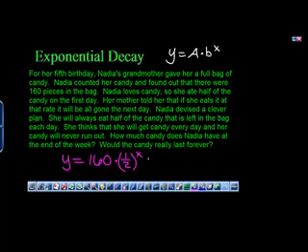Remember that if b is greater than 1, the exponential function increases. But if b is less than 1, but always has to be greater than 0, then it is a decrease. 1/2 is greater than 0, but less than 1. So in this case, we will be decreasing, which we expect to happen as Nadia eats her candy.